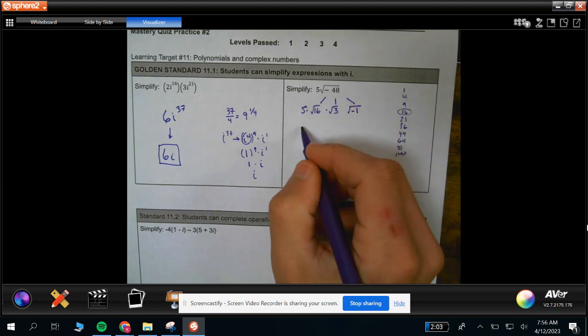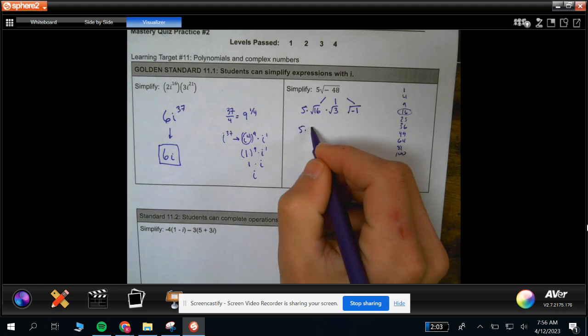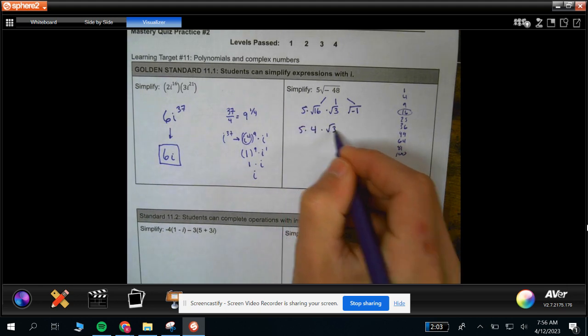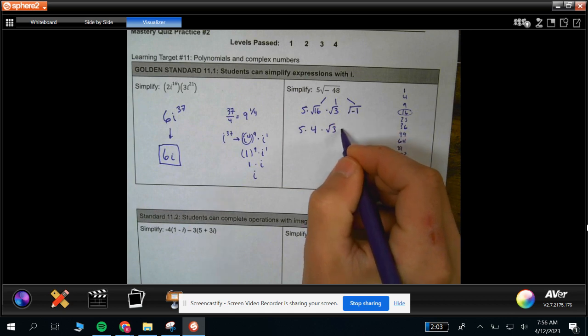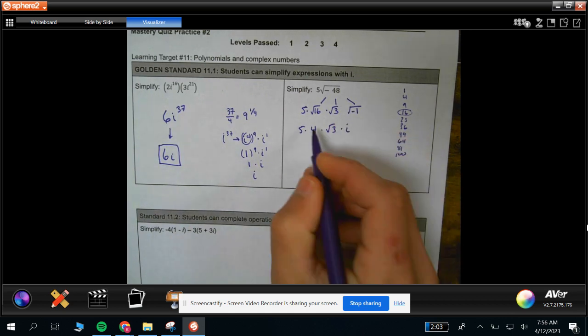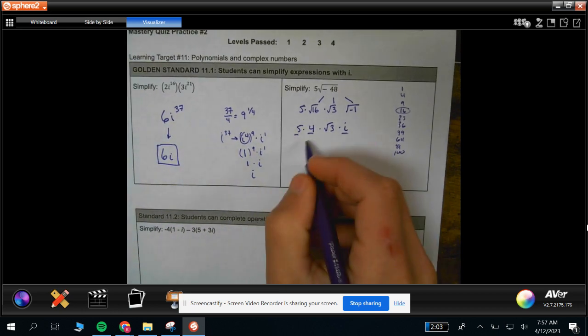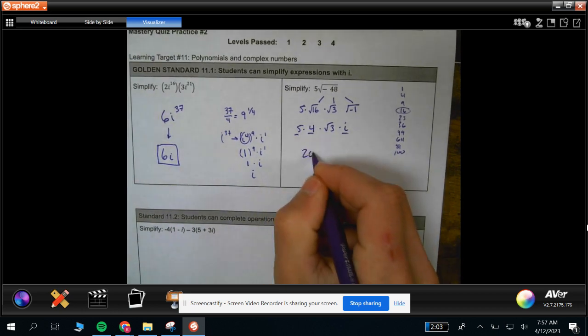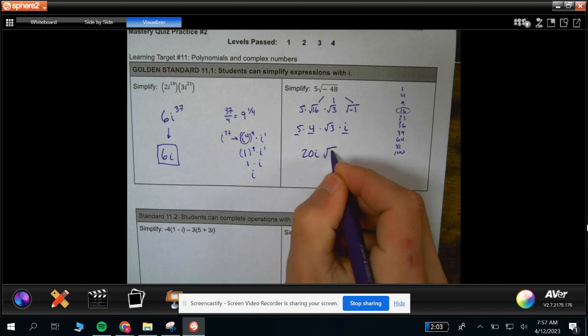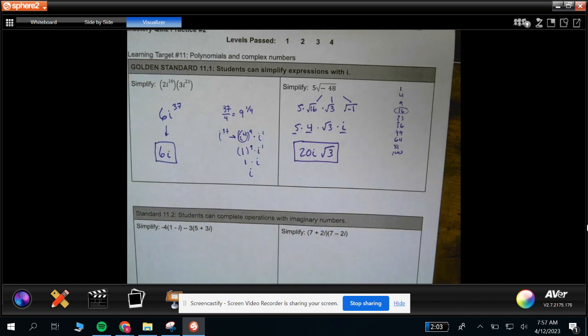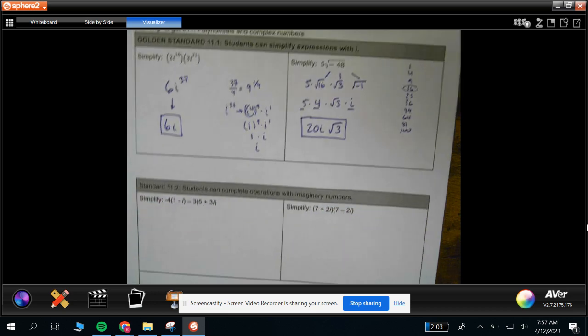Now, simplify it further. 5 times the square root of 16 is 4. The square root of 3 is the square root of 3. Can't simplify that. And the square root of negative 1 is i. Pull the pieces together that are outside the square root. 5 times 4 is 20. 20 times i is 20i times the square root of 3. Okay, that's golden standard 11.1.